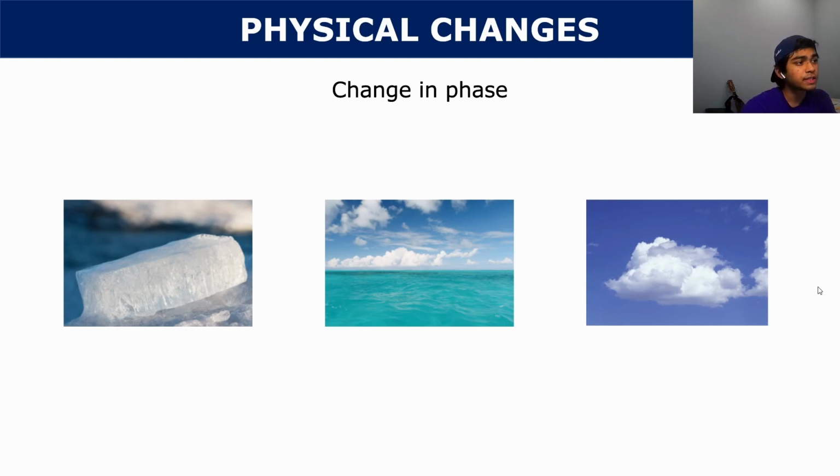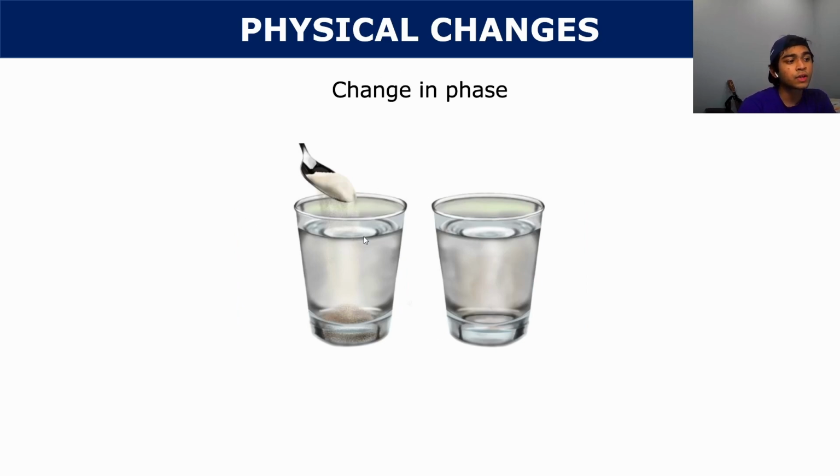Another change in phase that we can look at is dissolving something. So if you have salt and you add it to water and you mix it up, you have just taken salt and you've made it aqueous. That doesn't actually change what the salt is made of. You still have sodium ions and chloride ions. So a change in phase is still a physical change, even if you're dissolving it.